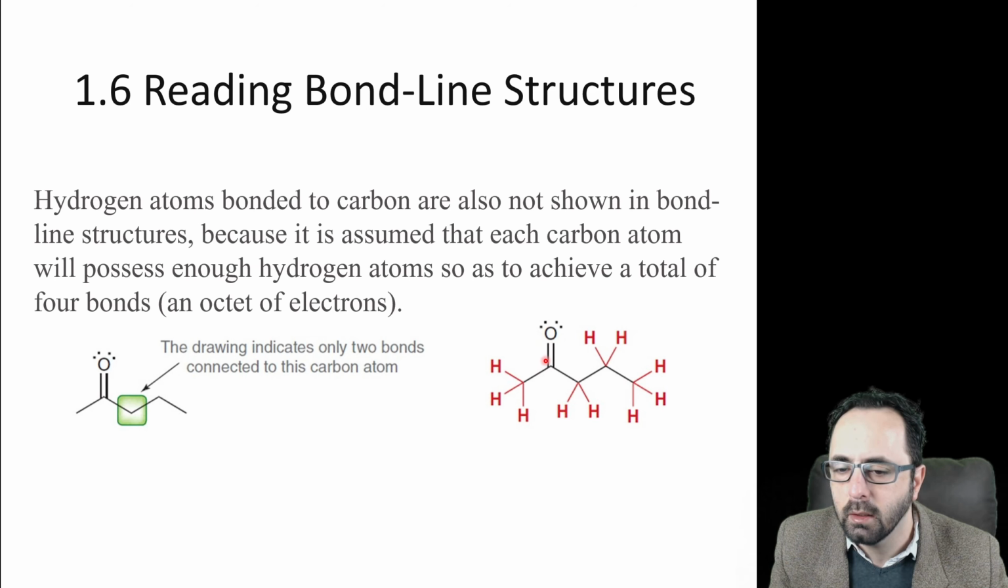This carbon here is making 4 bonds. 1 to this carbon, 1 to this carbon, and then 2 to oxygen. So that's 4 total. It doesn't need any more bonds. It has no hydrogens attached.